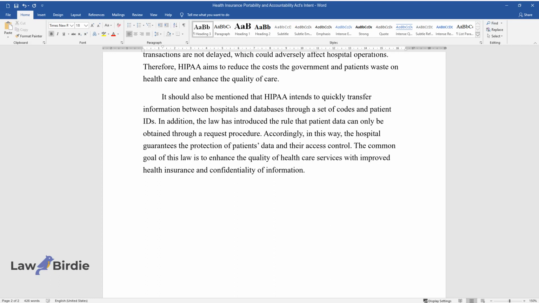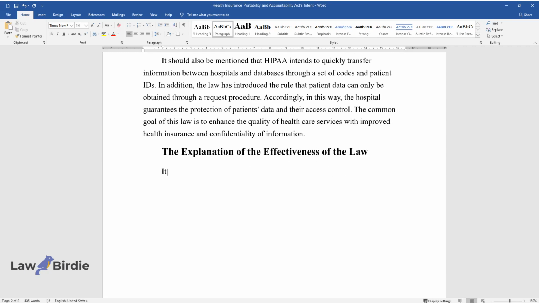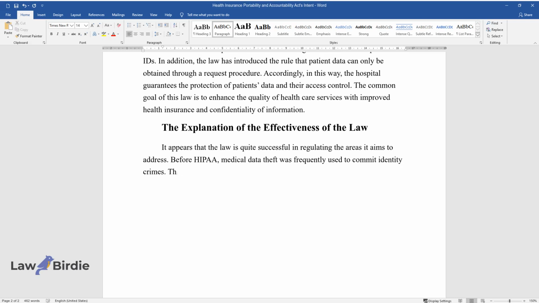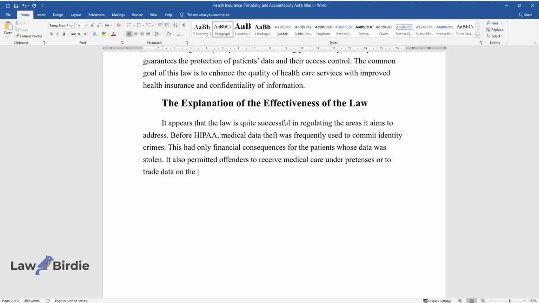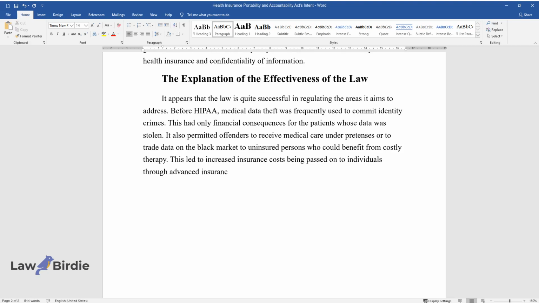The explanation of the effectiveness of the law. It appears that the law is quite successful in regulating the areas it aims to address. Before HIPAA, medical data theft was frequently used to commit identity crimes. This had not only financial consequences for the patients whose data was stolen. It also permitted offenders to receive medical care under pretenses or to trade data on the black market to uninsured persons who could benefit from costly therapy. This led to increased insurance costs being passed on to individuals through advanced insurance premiums.